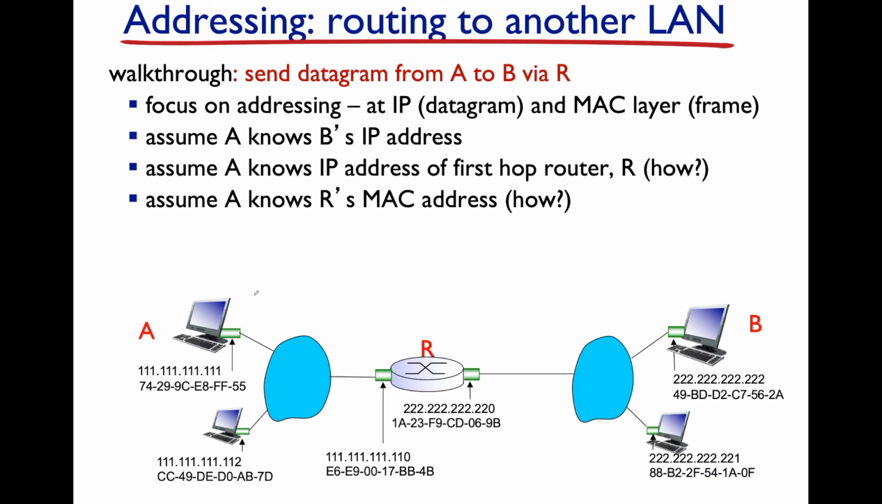Now here we have two networks. We have host A on the left, and this is the 111.111.111 network. And then we also have this network on the right. The 111 network is on the left, and the 222 network is on the right. We have subnet 222.222.222.